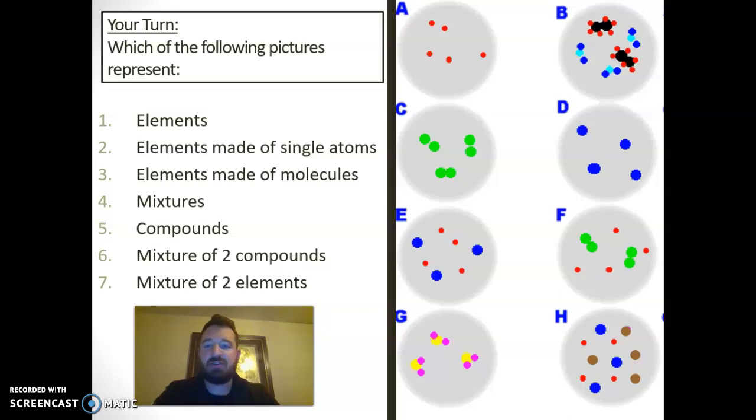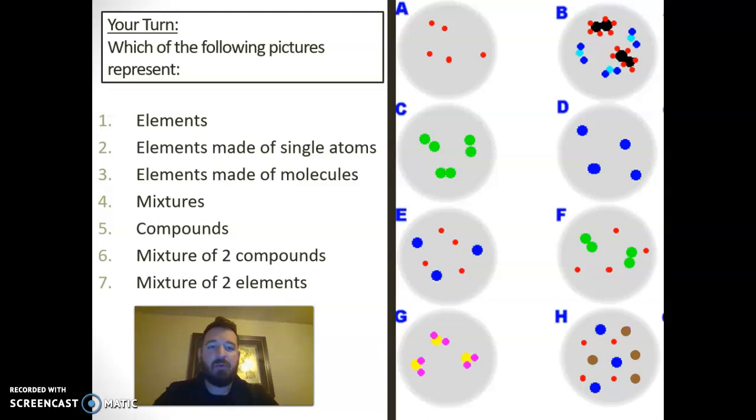Alright, so number three, which one has elements made of molecules? Well, that would be C, our diatomic element, right? That would be something like oxygen or nitrogen or hydrogen, that in nature we find two atoms bonded together when they are out and about.